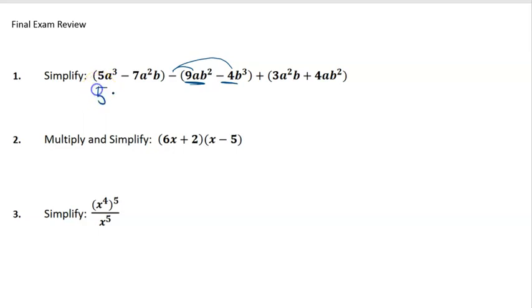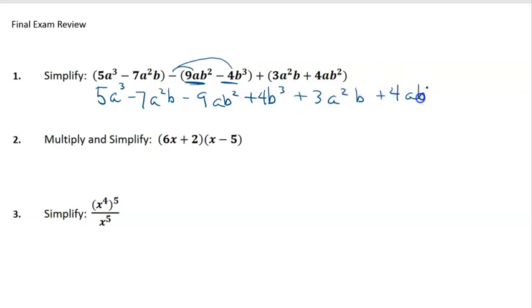So if you would like to rewrite it, 5a to the third minus 7a squared b minus 9ab squared plus 4b to the third, that would be the most missed thing I see on a problem like this, plus 3a squared b plus 4ab squared. So the negative out front changes the signs. Then you combine like terms.